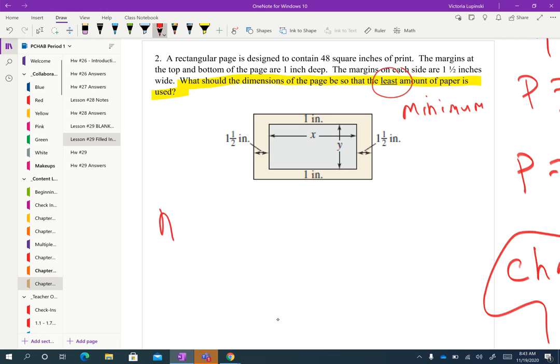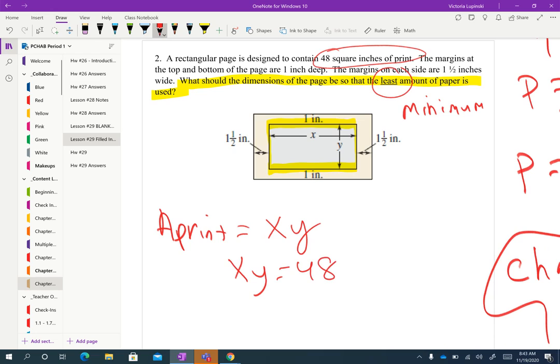So I'm going to start by finding the equation for the area of the printed region. So the area of the printed region is this here in yellow. Sorry, it's a little bit messy. So that's the shaded region. So the area of the printed region is equal to X times Y. They tell me that I can have 48 square inches of print. So I can further say that X times Y is equal to 48. And that's my first equation. So this is the area of the printed region.